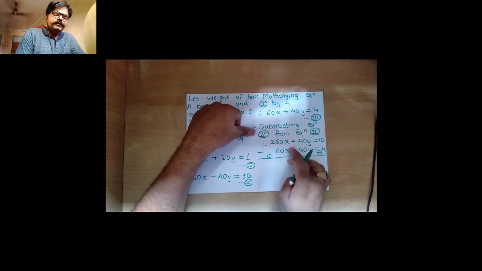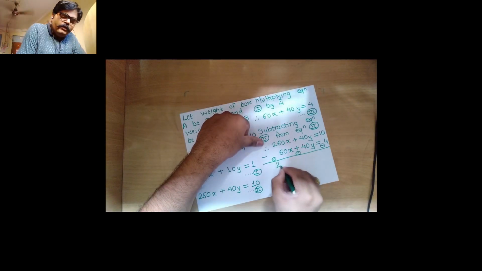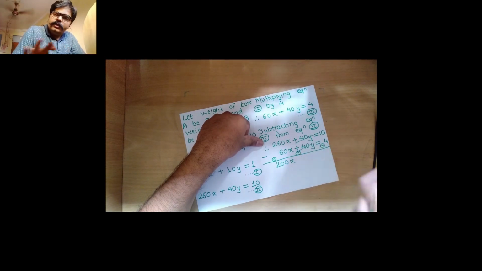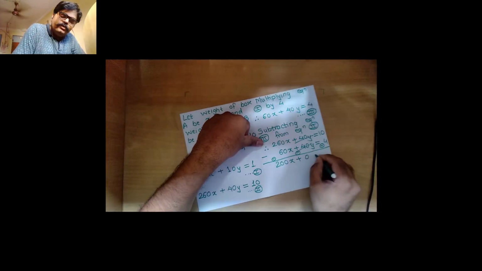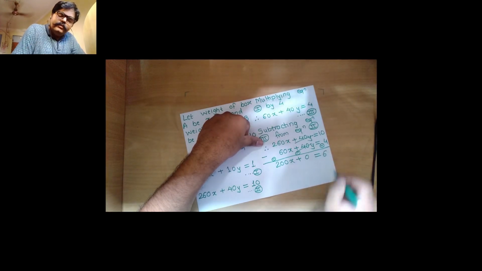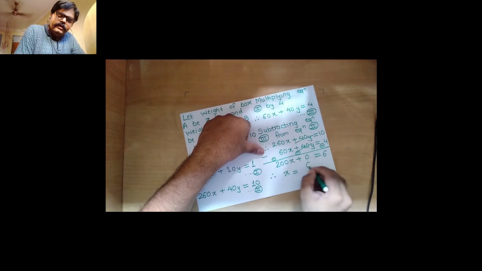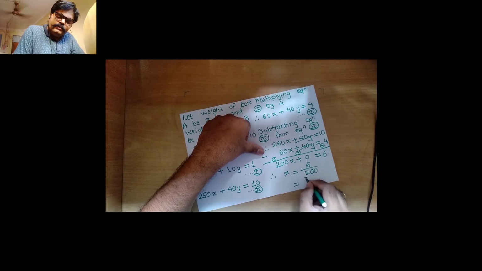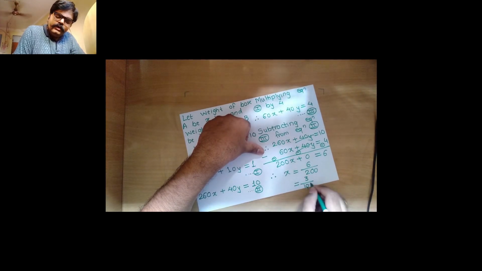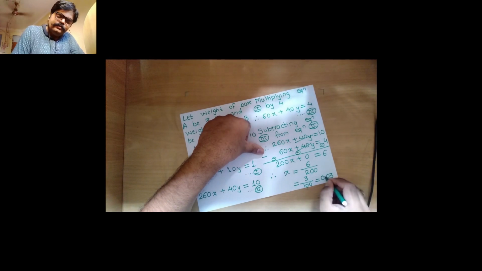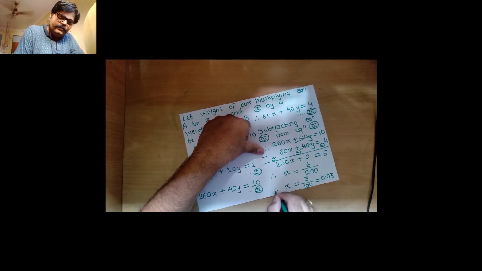Now 260x minus 60x will be 200x, plus 40y minus 40y, they are going to cancel themselves, leaving a 0, and 10 minus 4 will be equal to 6. Therefore, x will be equal to 6 divided by 200, or call it 3 divided by 100, which is equal to 0.03 tons. That is the value for x we have got.